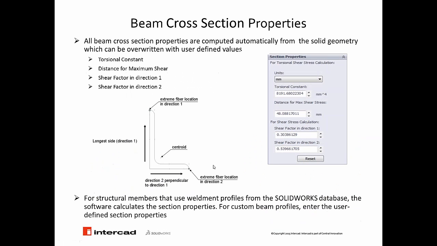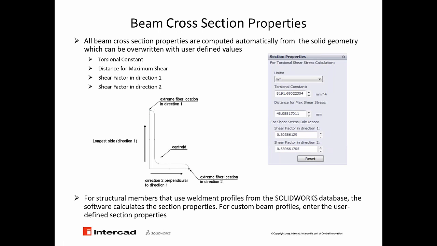Okay, now let's go more into the detail of cross-sectional properties. When you have a beam shape like an L shape, and you create this geometry using, let's say, the weldment module, all the cross-sectional properties are automatically calculated from the solid geometry because it's all geometrical factors. Those factors, as you can see in the figure, are torsional constants, distance from the maximum shear, and shear factor in direction 1 and direction 2. It is all calculated, and you can look at them, or if you like, you can overwrite them.